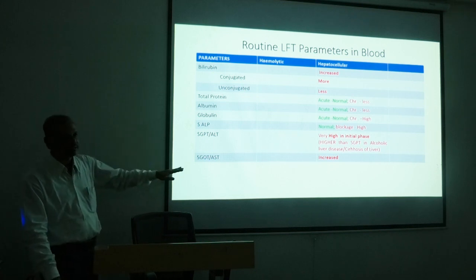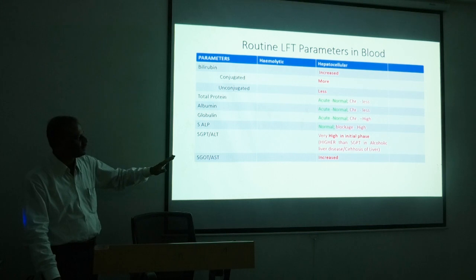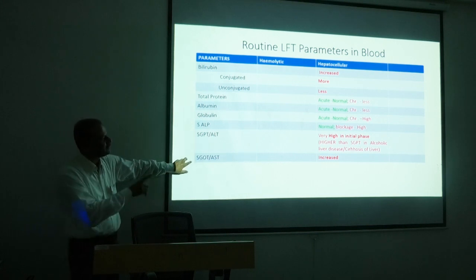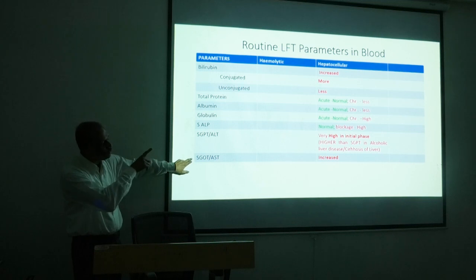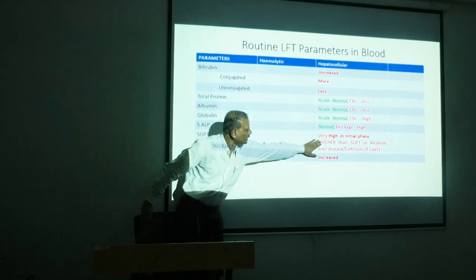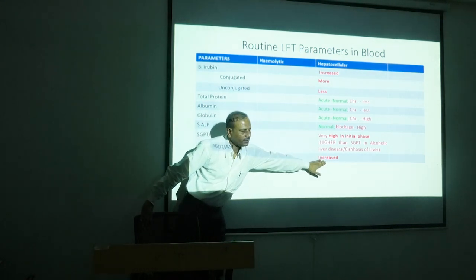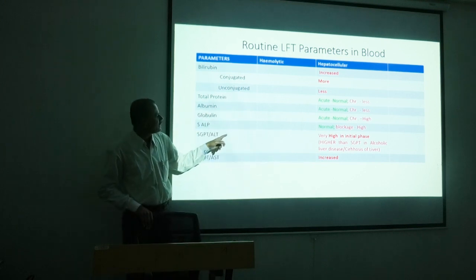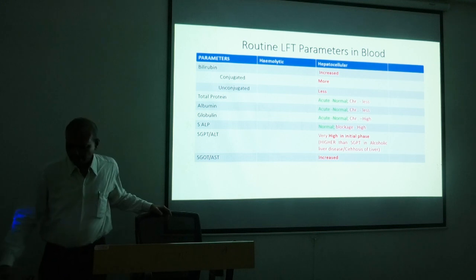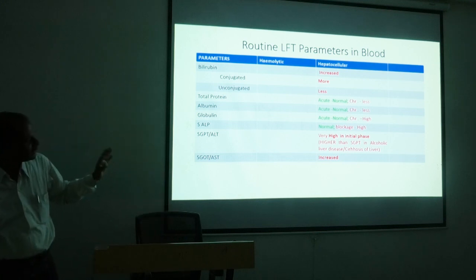AST level is also increased, not in that proportion. ALT level is higher than AST in all conditions except two. Remember, those are alcoholic liver disease and cirrhosis of the liver. I should have written it here, sorry for that. So ALT will be very high in the initial phase, and then it will decrease. SGOT level will be increased, but it will be lesser than ALT.